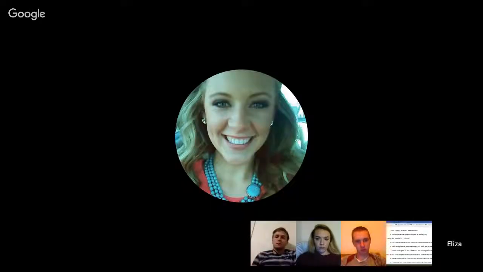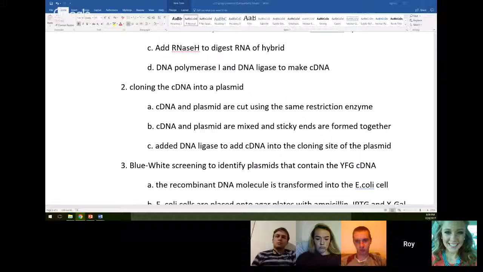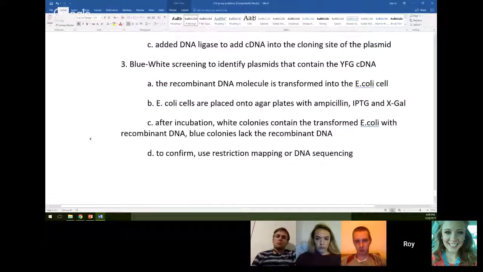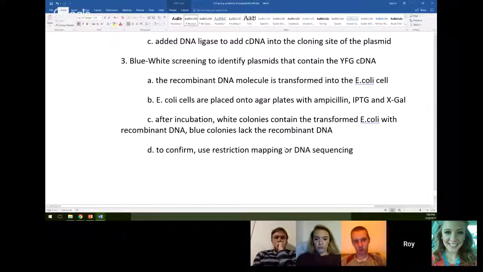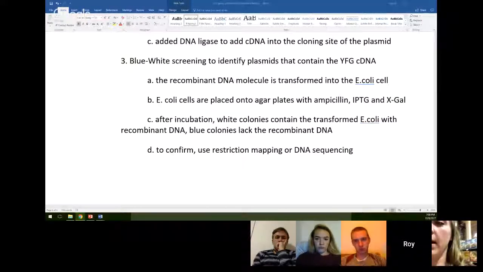So A, you're going to grow the E. coli, and some will have successfully transformed with the YFG inserted into the plasmid. B, put the E. coli onto agar plates with IPTG, ampicillin, and X-gal. C, after they grow, white colonies were successful transformations with recombinant DNA molecules, and blue ones didn't contain any. And D, DNA sequencing or restriction mapping can be used to verify which recombinant DNA molecules contain your favorite gene insert. So I don't know if that made sense, but those were my answers.